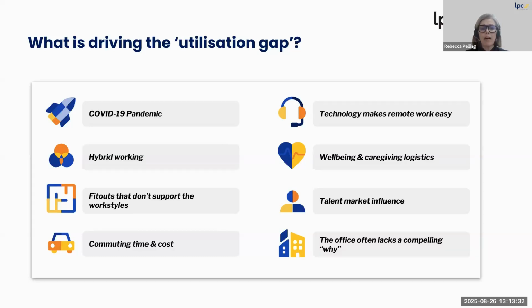And of course, the talent market is driving this too. Flexible work is now a baseline expectation for many employees. It's not a perk, it's part of the package. So ultimately, the office is not providing a compelling why. Putting these together, it's clear why office utilisation remains so far below pre-pandemic levels.